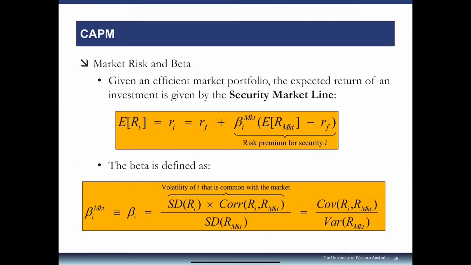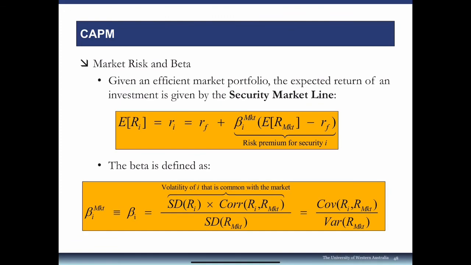So CAPM, market risk and beta. Given an efficient market portfolio, the expected return of an investment is given by the security market line, which I will show you the graph for now. So here E[R_i] equals R_f plus beta of i with the market, where beta is defined as the covariance of i with the market divided by the variance of the market.